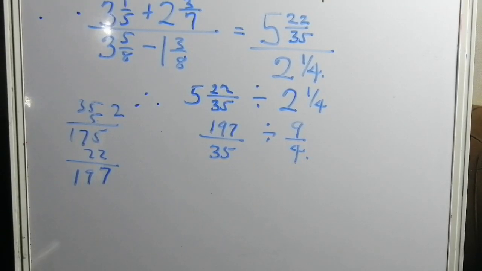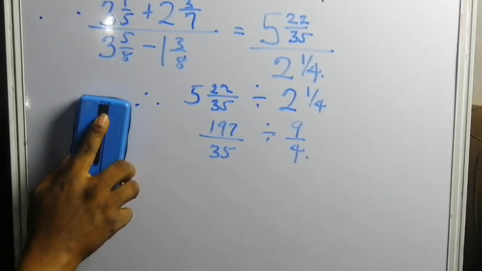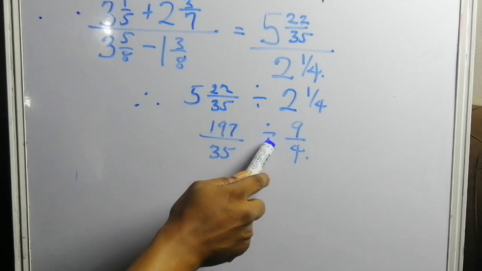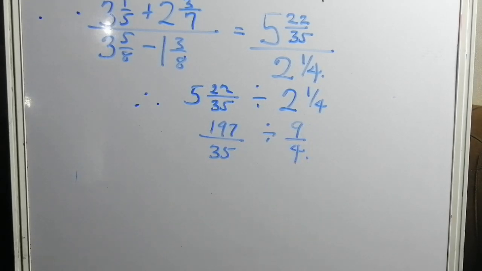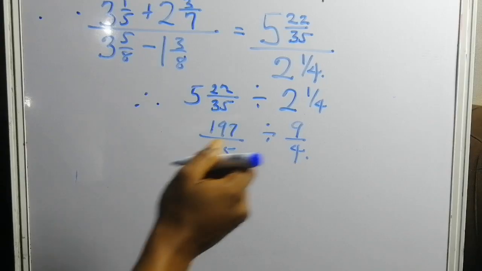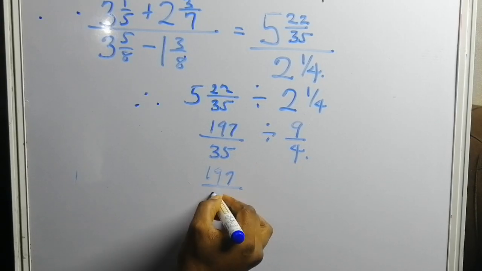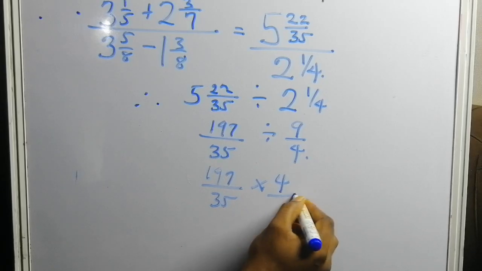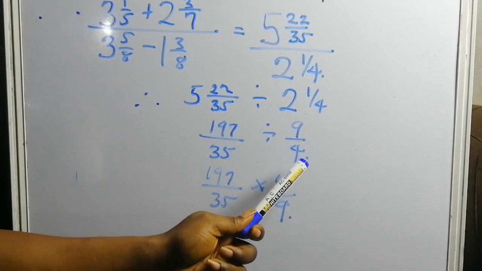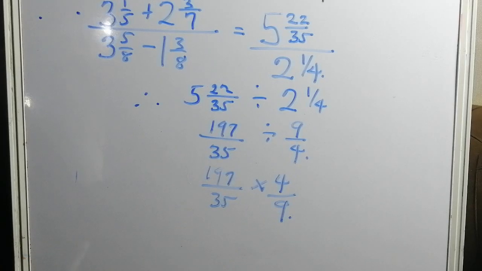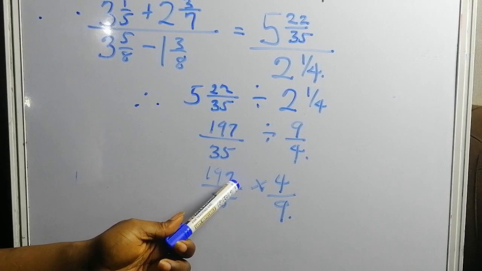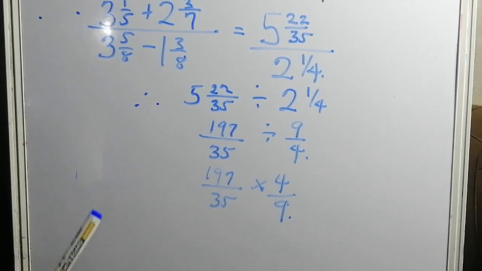Don't forget, I've told you that anything on the right hand side is the owner of the sign. The owner of this division sign is 9 over 4. So to convert this to multiplication, that will be 197 over 35 times 4 over 9. The denominator goes up, the numerator comes down. So it's as simple as that. Can anything cancel here? 9 times 2 is 18. Can 9 go into 197? No. So all you need to do is multiply and get your final answer.